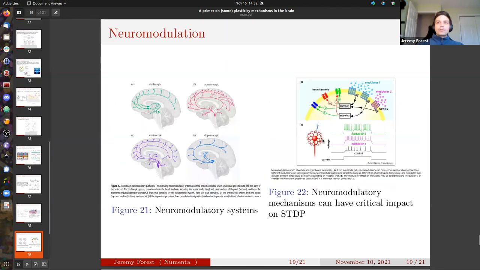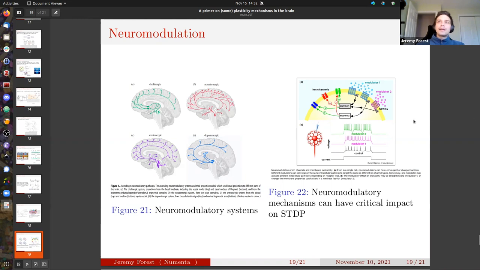That's also the case for neuromodulatory systems, which are basically broad, diffuse systems in the brain. So you have cholinergic, noradrenergic, serotoninergic, and dopaminergic. The specific names don't really matter, but what you need to take away is that those systems are, depending on the context and the environment, going to be more or less activated.